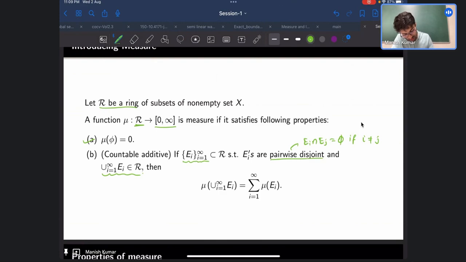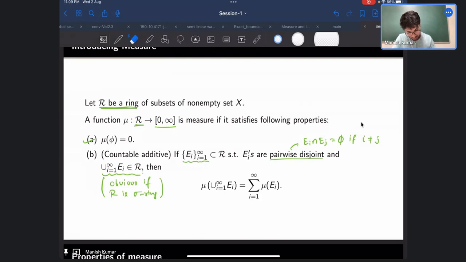Now as I mentioned here, this R is a ring. If it was a sigma ring, this would be obvious, because it is closed under countable union. Since R is the biggest possible domain where we can talk about measure, that is why we define it on R. If R is a sigma ring, we don't need to write this assumption. So if the sets are disjoint and the union is in R, then mu of the union should be equal to the sum of the measure of each set. So these are the two properties of the measure.